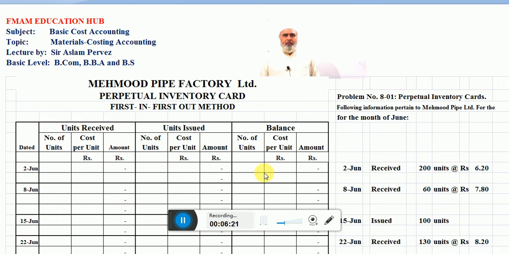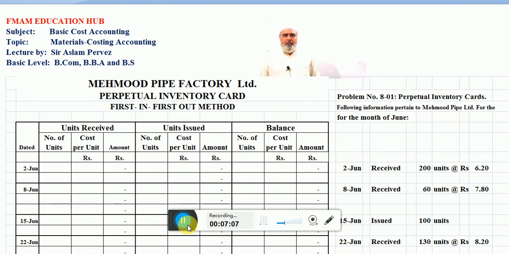Students, perpetual inventory cards has also a main title, like company name, and a subtitle, like method of costing. For example, FIFO method, LIFO method, and average cost method here.